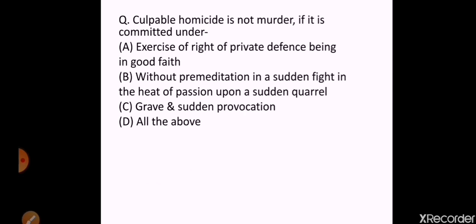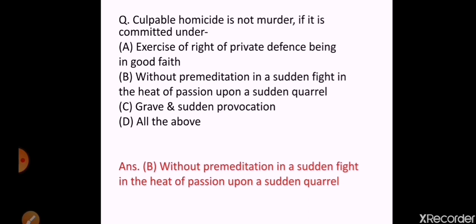Culpable homicide is not murder if it is committed under A, exercise of right of private defense in good faith, B, without premeditation in a sudden fight in the heat of passion upon a sudden quarrel, C, grave and sudden provocation, D, all of the above. The correct answer is option number B, without premeditation in a sudden fight in the heat of passion upon a sudden quarrel. So exception 4 of section 300 talks about this, and this was asked in the Haryana in 2010.